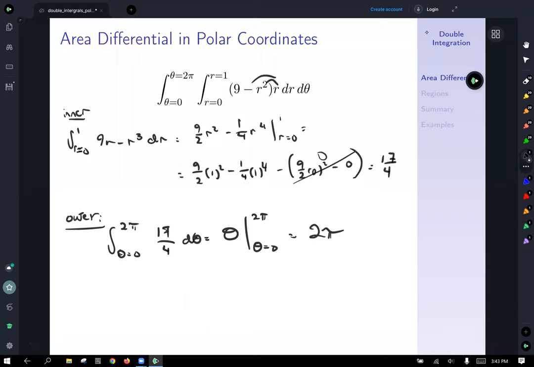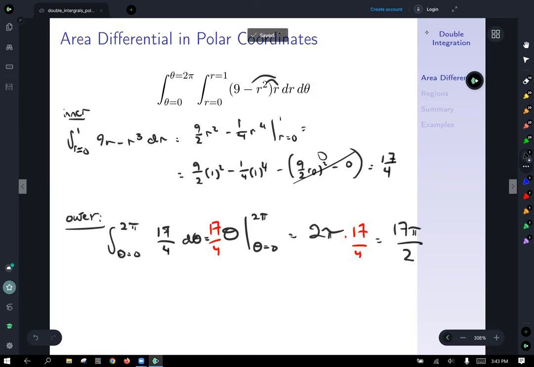It should be apparent that I don't have notes written down for this one, and I'm flying off the cuff here, because that's not right at all. You can't forget about your constant. That's 2 pi times 17 quarters, which tidies up relatively nicely at 17 pi over 2. And that is now the actual correct answer.